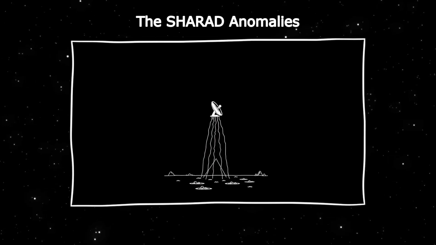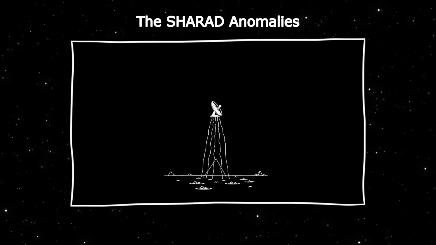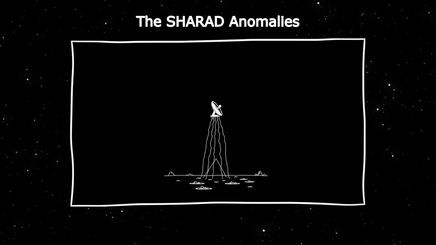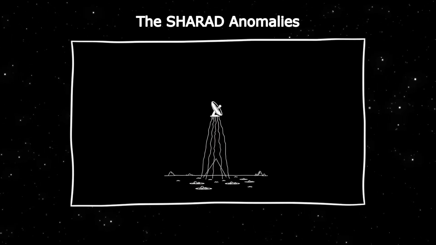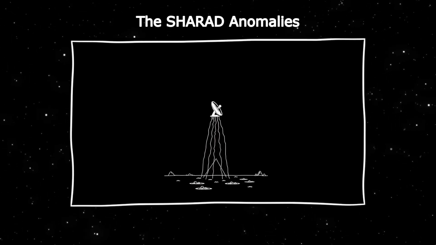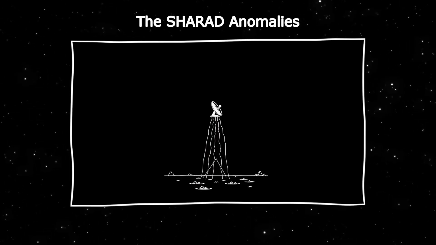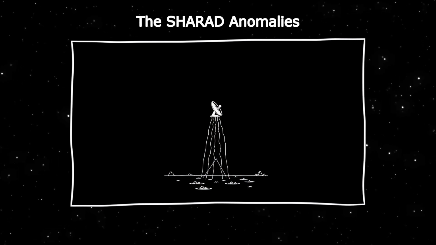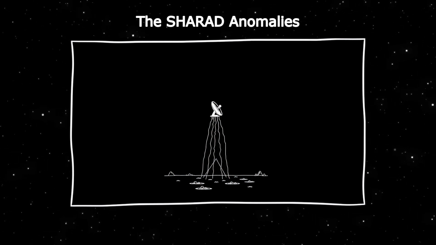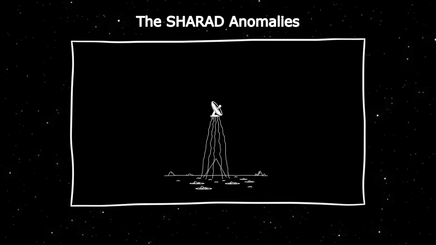SHARAD operates by transmitting low-frequency radar waves into the ground and measuring the signals that bounce back to the spacecraft. This method allows scientists to map the subsurface structures on Mars, revealing layers of ice, rock, and potentially even ancient water deposits. Yet, as researchers sift through the data, they have encountered some puzzling anomalies that provoke deeper inquiry.